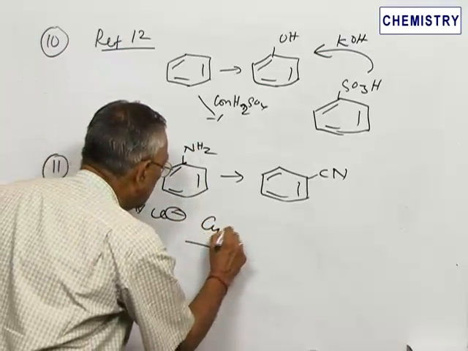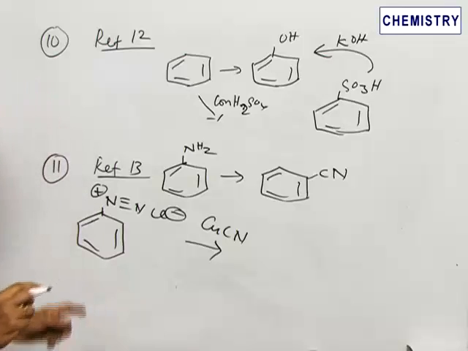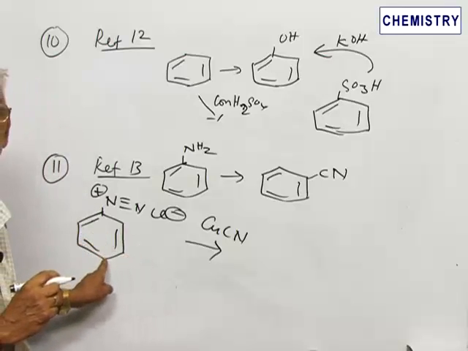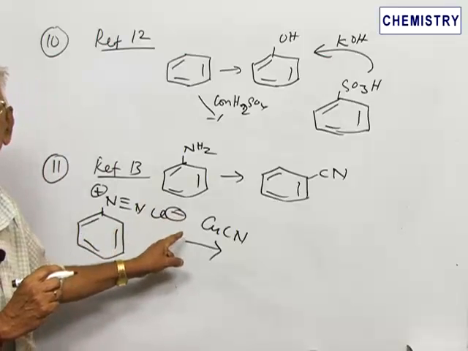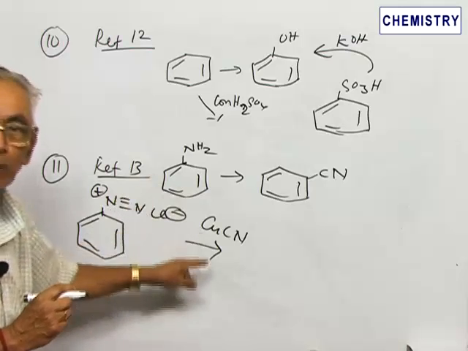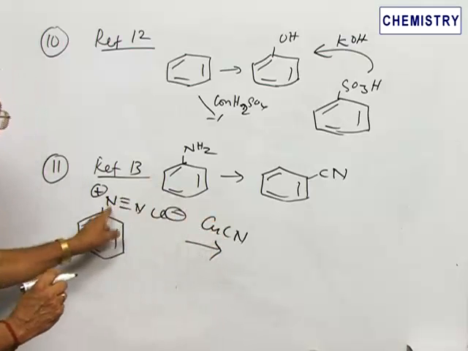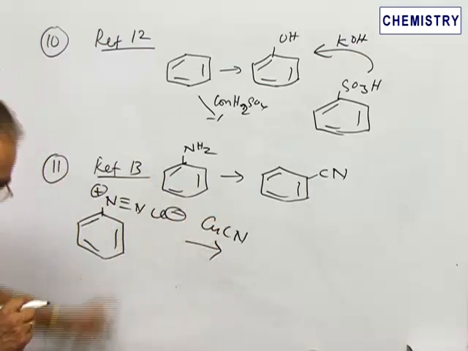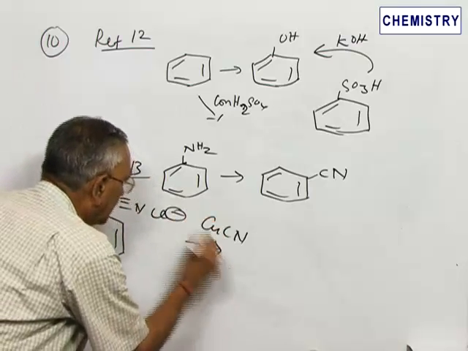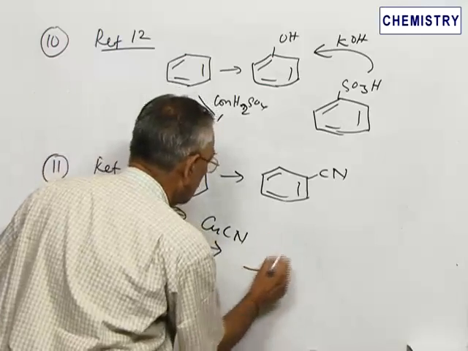Then you treat this with copper cyanide. Normally, there is one reaction which is known as the Sandmeyer reaction. When this benzene diazonium salt is treated with cuprous chloride in the presence of HCl, this will give chlorobenzene. When it is treated with cuprous bromide in the presence of HBr, this will give rise to bromobenzene. Similarly, when it is treated with cuprous cyanide in the presence of acid, this will give rise to this compound.